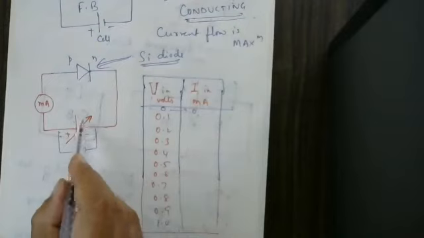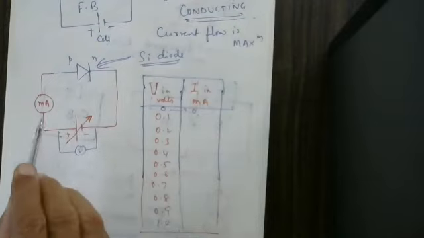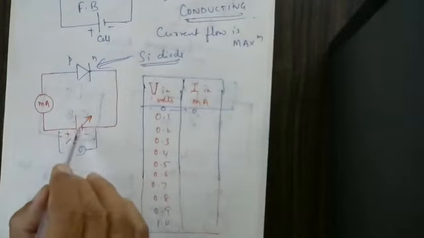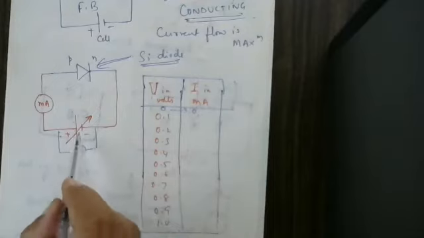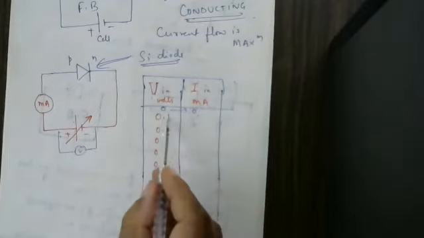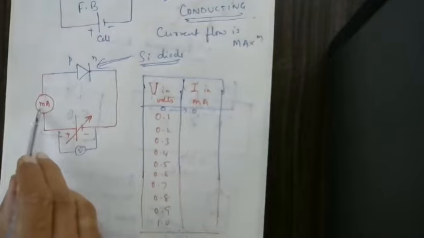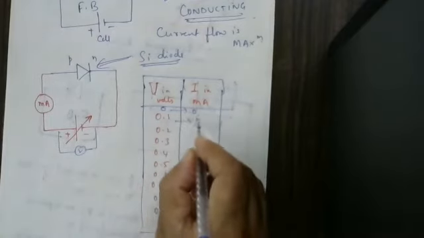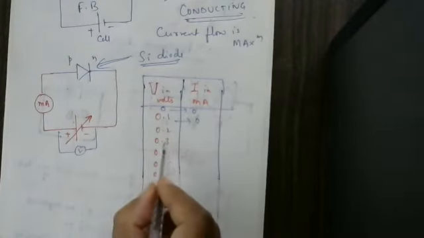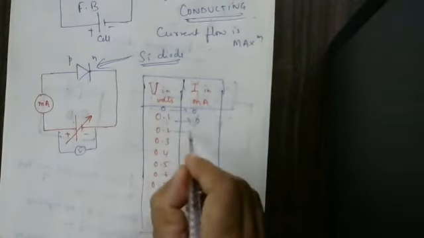If it is a power supply, it is going to show the voltage digitally here. Digital meters are available. The digital meter will show 0.1. Note down the current here. It will show 0. Why is it showing 0? I already explained. Again, increase this to 0.2 volts.